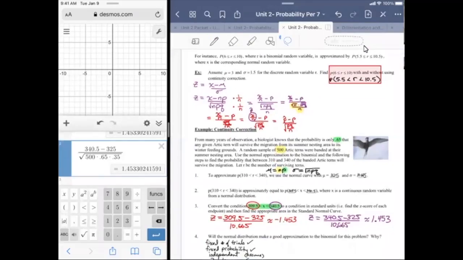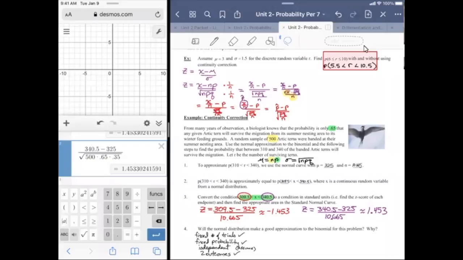First, we have to establish that it is appropriate that we use a normal distribution to approximate a binomial distribution. Did we have a fixed number of trials? Yeah, there were 500 arctic terns. Was there a fixed probability? Yeah, 0.65 was the probability that an arctic tern would survive the migration from its summer nesting area to its winter feeding ground.